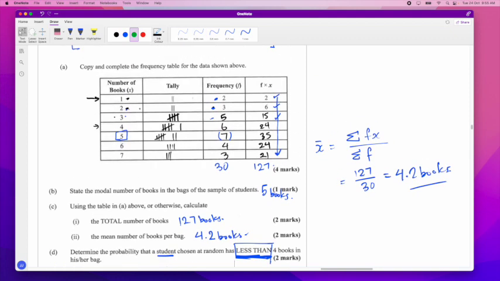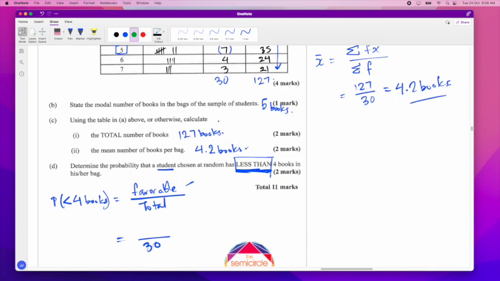So that means that I'm not going to count this 4 books column, because I want less than 4 books. So that will be 3 books, 2 books, and 1 book. So how many students have that? That is 5, 6, 7, 8, 9, 10. So 10 students have less than 4 books. And so we could see the probability is 1 in 3 that we could choose somebody at random and they will have less than 4 books.